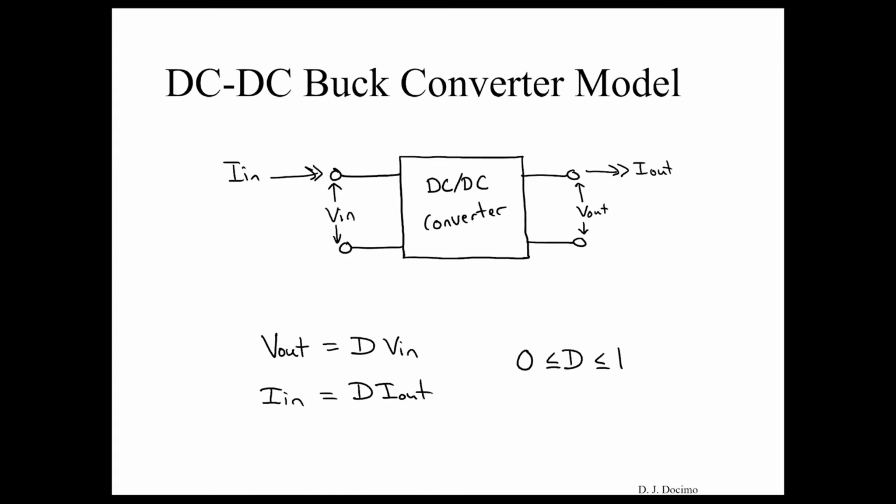The output voltage would be D times V in. It would actually reduce that voltage down. So if the duty cycle is 75% or 0.75, the output voltage will only be 0.75 of whatever the input voltage is. And our current in is actually going to be the duty cycle times what's coming out. And that duty cycle is limited between 0 and 1 here.